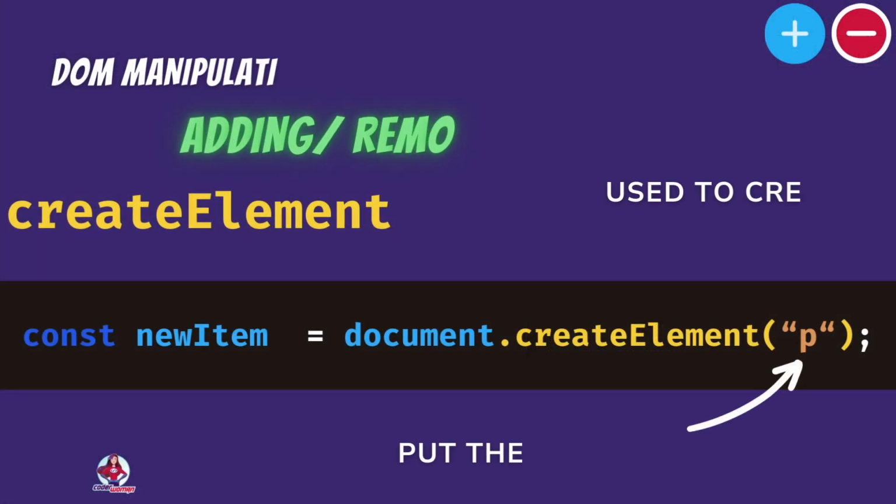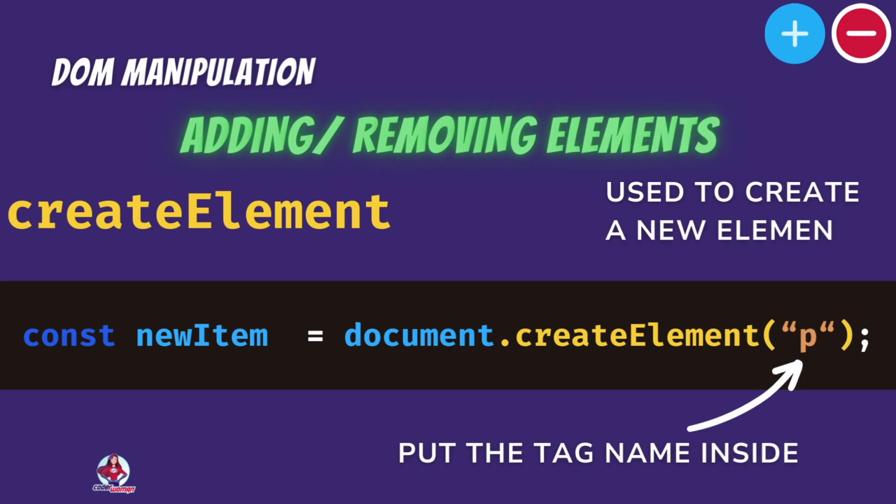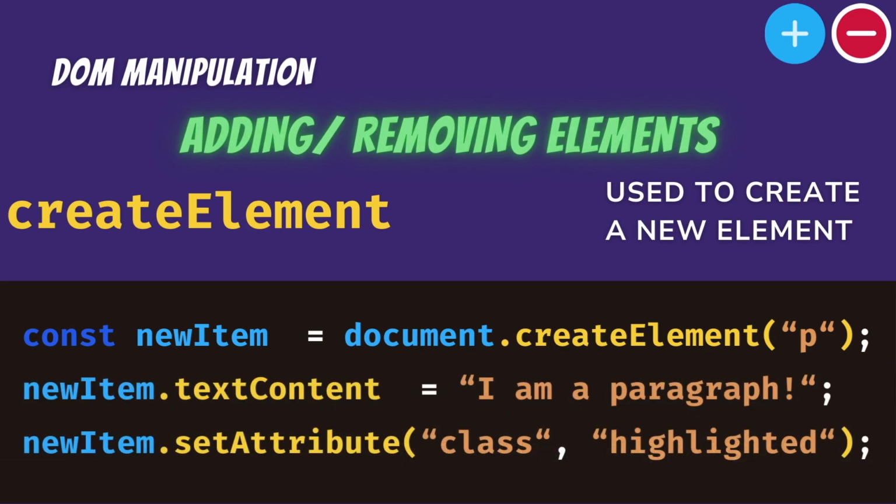To add an element to the DOM, we first use the createElement method to create a new element. We specify the element's tag in parentheses, like a paragraph or div. Then, by changing the textContent property, we can add text inside the new element. Of course, we can also improve this new element with new attributes, such as src in the case of an image, or add a class or ID.